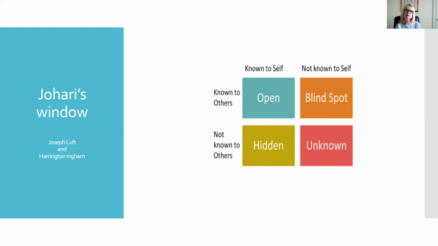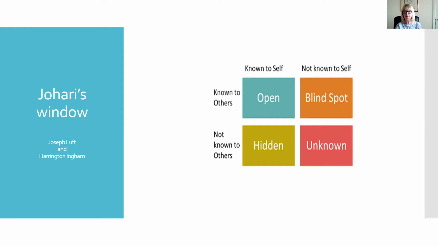So the first part is the arena, or the open part of ourselves. This is where we share information about ourselves. So it's the things that we're really happy telling people about ourselves. Our thoughts, our ideas, our aspirations, our background, all of that we are comfortable to put into the public domain. So they are known to us and they are also known to others.